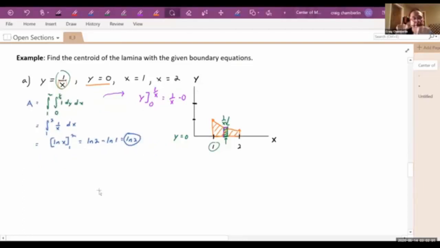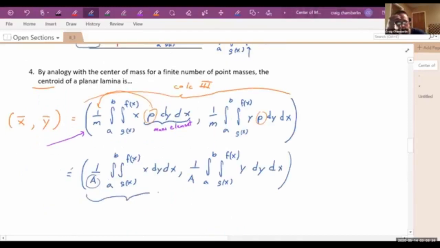So the reason you set up the area as a double integral is you can use that as a mnemonic device for x bar. So look, x bar, if you think of that formula, just the generic formula above, remember what it was? It was 1 over a times that double integral a to b, g of x to f of x. And then we stuck in an x, and then it was dy dx, right? That's the formula we were talking about for the first coordinate, this guy up here.